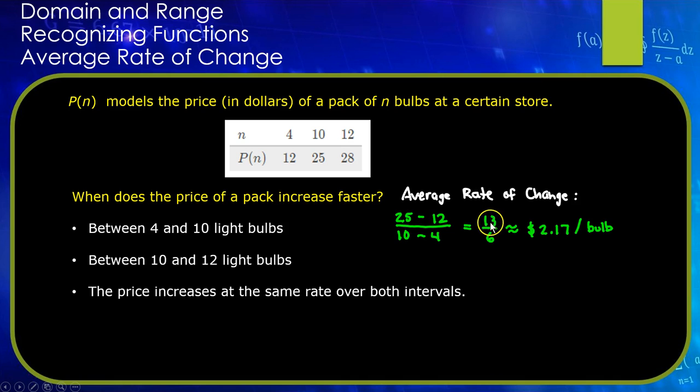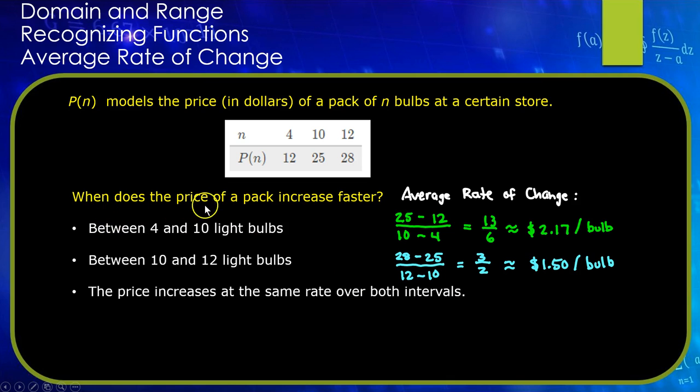When I work that through, I get 13 divided by 6, which is about $2.17 per bulb. So the average price per bulb, when buying between 4 and 10 light bulbs, is about $2.17 per light bulb. Between 10 and 12 light bulbs, I take 28 minus 25 over 12 minus 10, which gives me 3 over 2, or $1.50 per light bulb. So it seems like if I buy more light bulbs, the price per light bulb decreases.